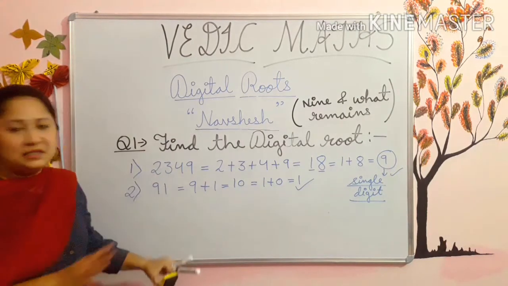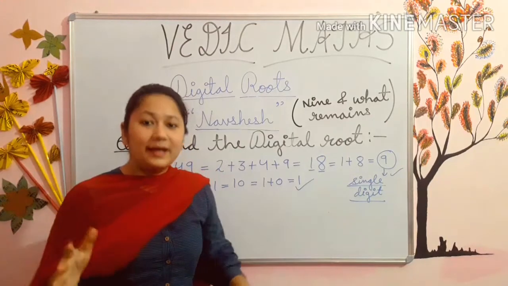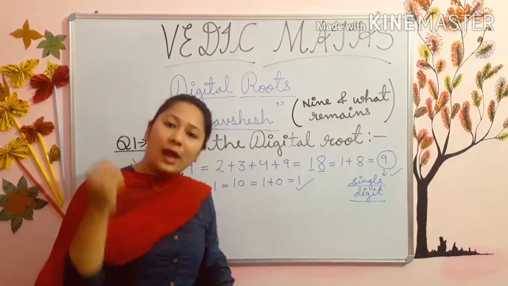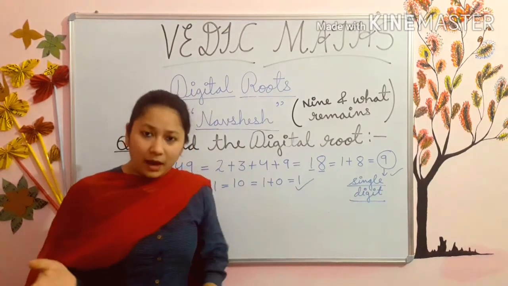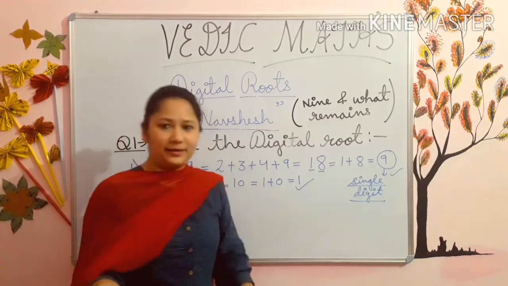It's very easy, students. This means that till you get a single digit number, you have to keep adding the digits. जब तक आपको एक सिंगल डिजिट नंबर नहीं मिल जाता, आपको डिजिट्स को ऐड करते रहना है.